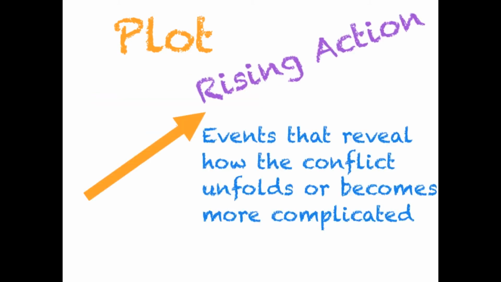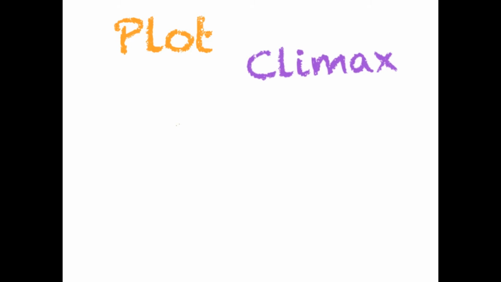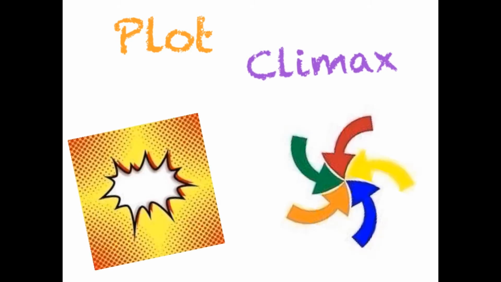So that's the exposition. After that, we have the rising action. These are the events that show how the conflict unfolds or becomes more complicated. The rising action builds suspense, which is a feeling of growing tension and excitement. Then we get to the climax, which is the most exciting moment and the turning point. This often results in a change for our protagonist.